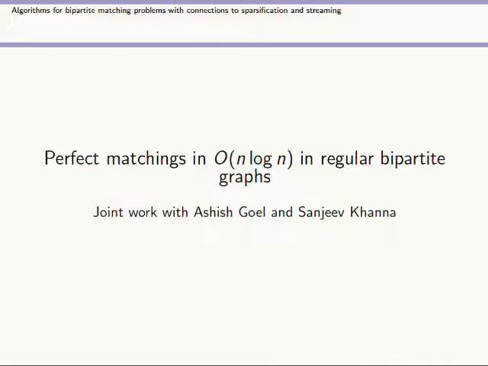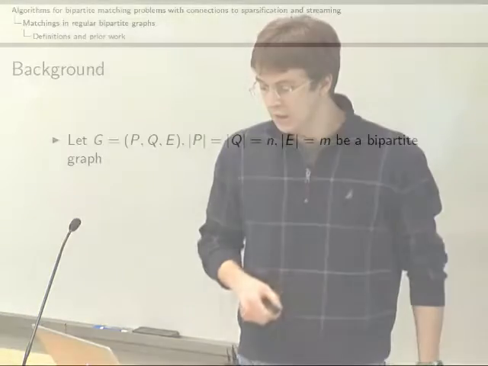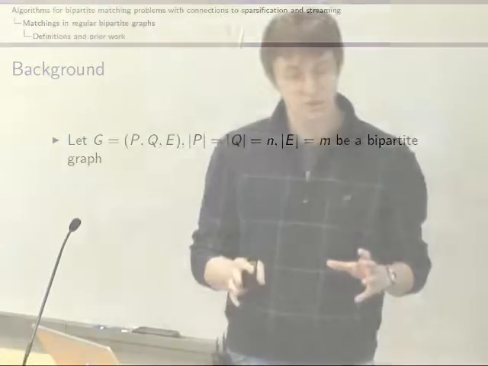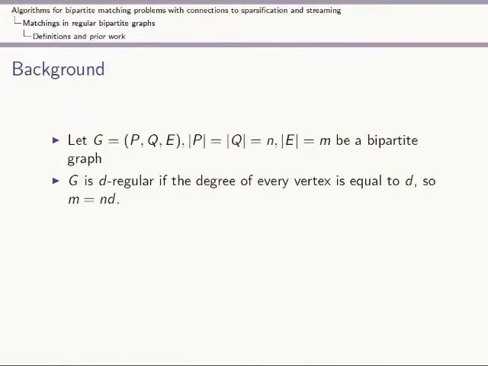In the first part, I would like to talk about sublinear time algorithms for finding perfect matchings in regular bipartite graphs. We will get an algorithm that runs in time order n log n. So let me start with the background. Here we have a bipartite graph G. The sides of the bipartition will be denoted by P and Q. As a consequence of regularity, the sizes of P and Q are the same, which we denote by n. The number of edges is denoted by m. Recall that the graph G is D-regular if the degree of every vertex is equal to D. So in particular, the number of edges is just n times D.